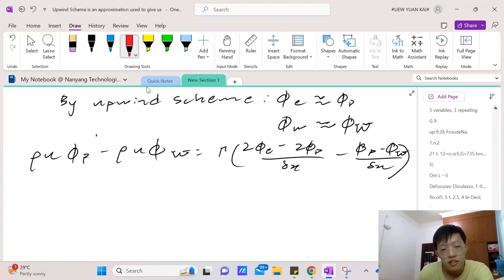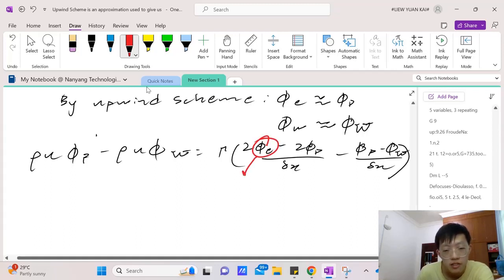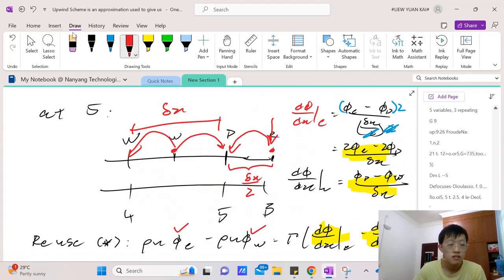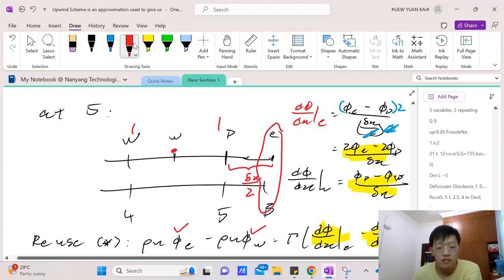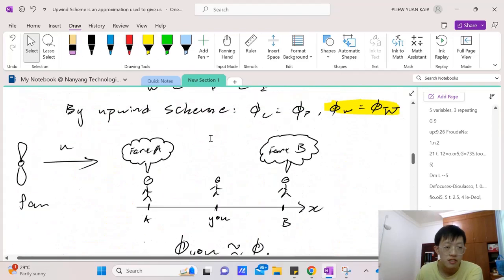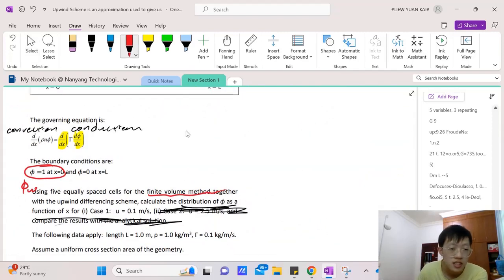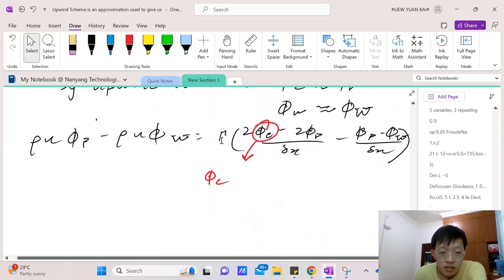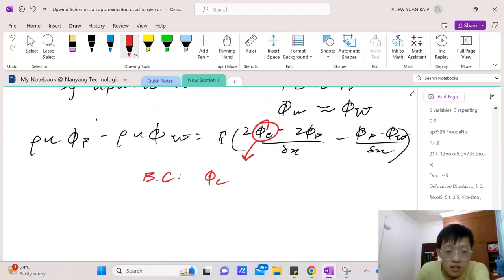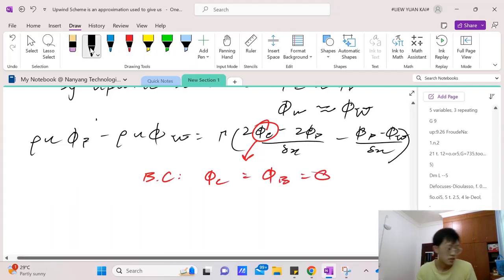So take a look. Actually, we know everything but phi e, right? So what is phi e? Let's go back up to our diagram. Because phi e is the boundary, that means phi e is equal to phi b. And phi b, they already gave us in the question. So let's take a look at the boundary conditions. This is phi b. So it's 0. Okay, so phi b is equal to 0. So by the boundary condition, phi e is equal to phi b, which is equal to 0.